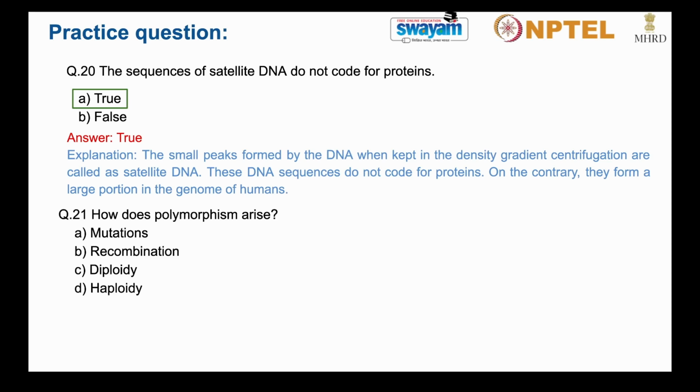The question says, how does polymorphism arise? I hope you are aware of this term polymorphism. Option A is mutations, option B says recombination, option C says diploidy, and option D says haploidy. So what do you think?